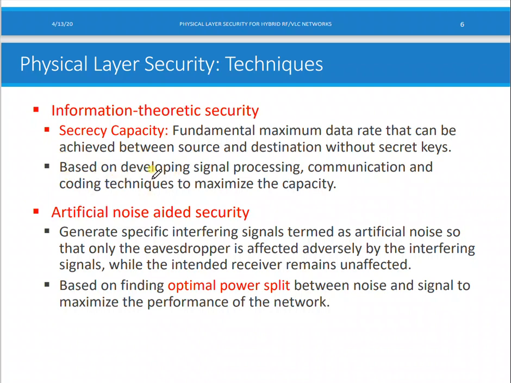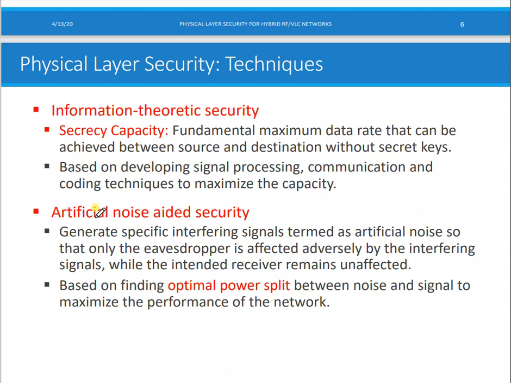These coding techniques are like CDMA. They maximize, for example, frequency hopping increases the threshold of secrecy capacity. It adds security, so it increases the capacity.